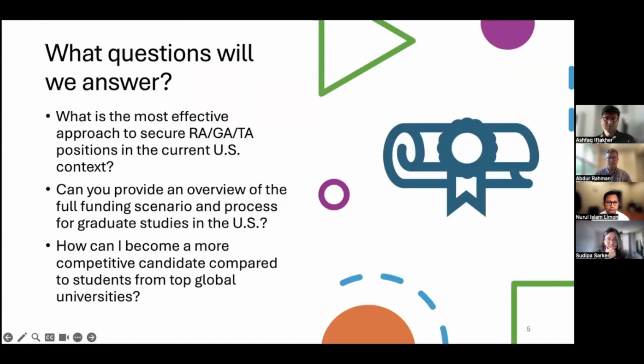So the questions that we will answer are, for example, what is the most effective approach to secure RA, GA, TA positions in the current US context? Then, can you provide an overview of the funding scenario and process for graduate studies in the US? And then, how can someone become a more competitive candidate compared to students from top global universities? These are the questions that the speakers will reflect on in their presentations.